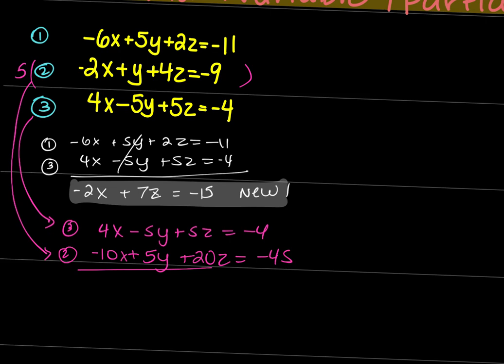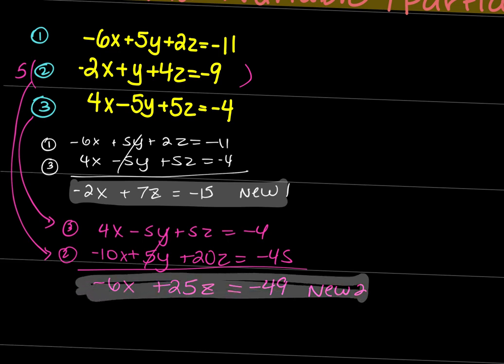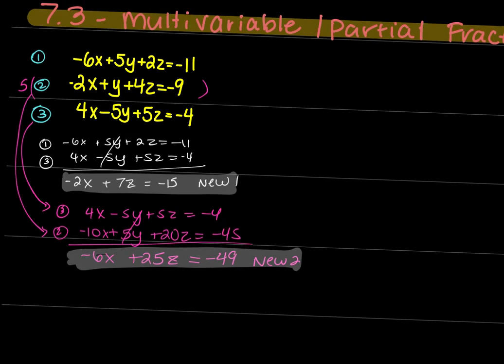Don't forget to go all the way to the other side of the equal sign. Negative 6x, these cancel, plus 25y, or 25z, sorry, equals negative 49. That's new 2. Okay, now I have to match up new 1 and new 2.